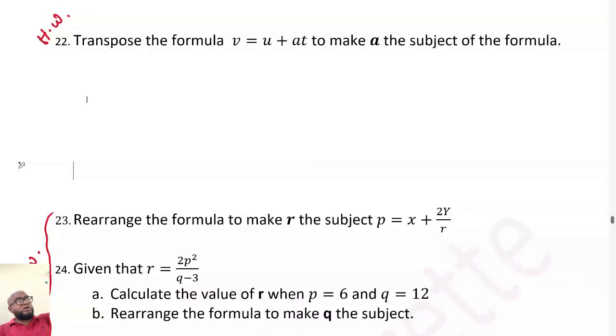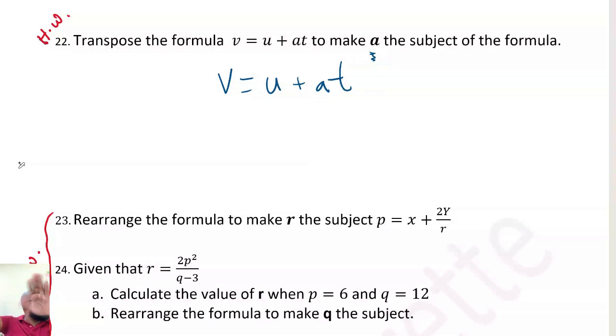So transpose the formula V, which is equal to, I write in the formula that CXC gave us, right? They gave us V is equal to U plus AT. Everybody good there? Yeah. They want us to make A the subject. So anything with A in it, we want to leave it on the right hand side. So what do we move?